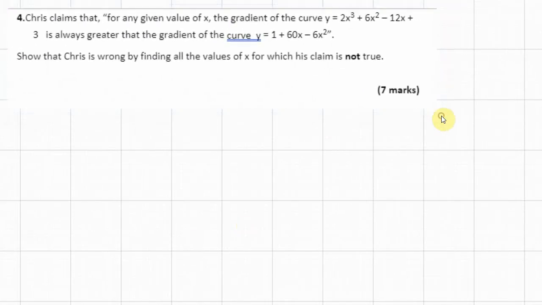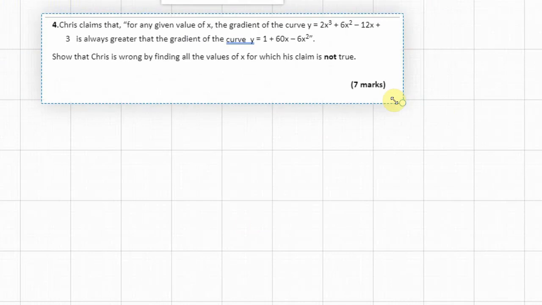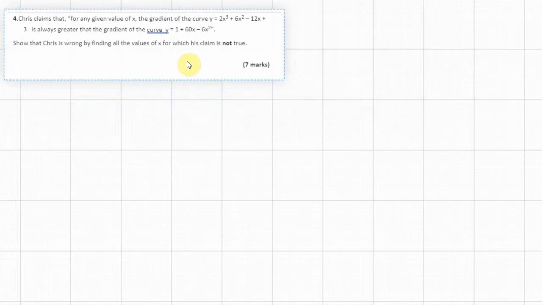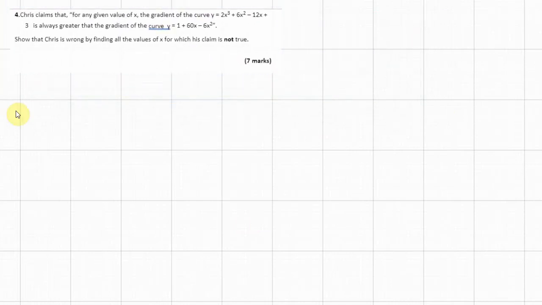Okay. This is a bit of a long question, 7 marker. But it's not too bad. So, formatting on this went a little bit off. That plus 3 should be there, so we can ignore that.